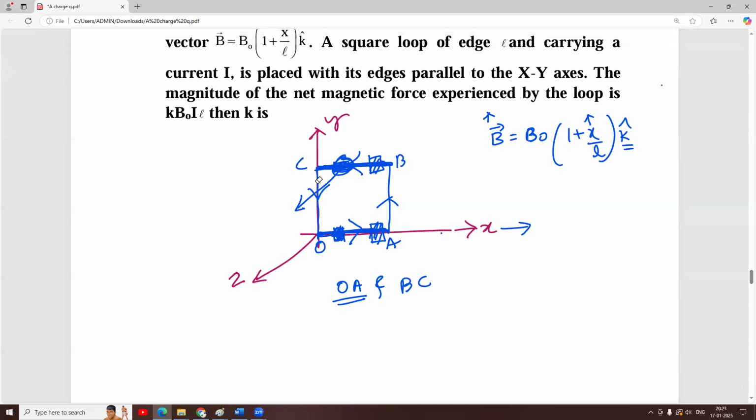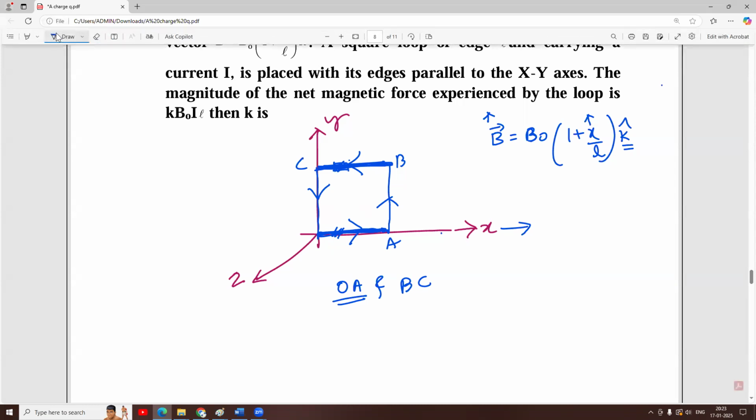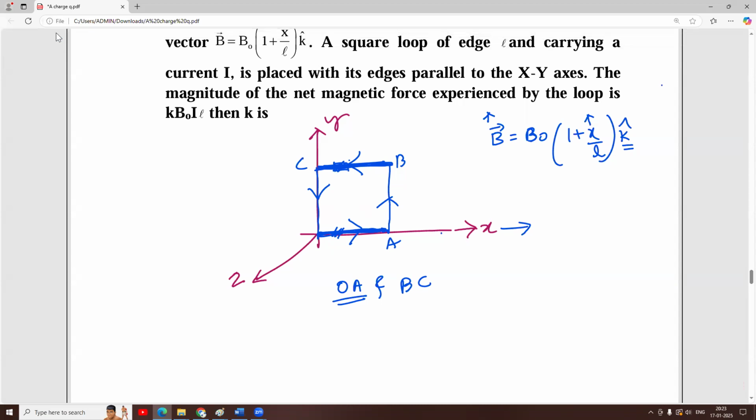If you want to know the direction, we'll see the direction. I'll rub the unwanted things here. Now I'll explain what the force experienced by OA is. You have to stretch three fingers of the left hand. The middle finger should represent this direction, because it is the direction of current. And the magnetic field is outward because it is along the z-axis. So for the magnetic field, the four fingers should come out.